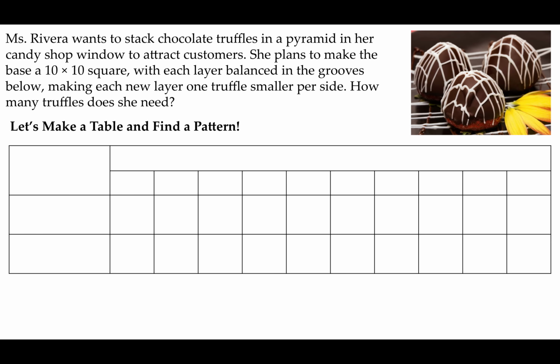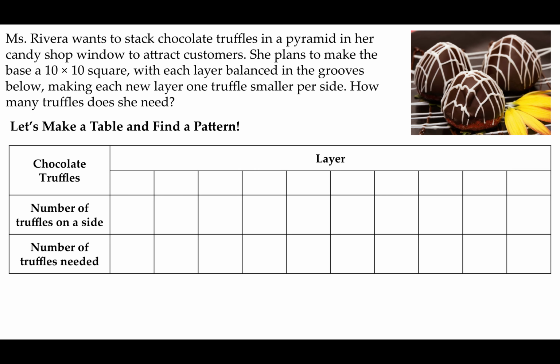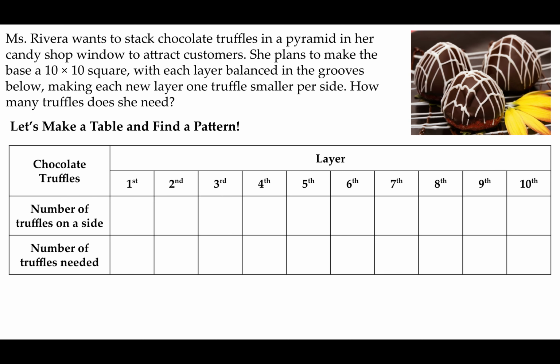So here's my table. In the first column, I have the chocolate truffles. So I have the number of truffles on a side and then the number of truffles that I'll need. Then I have the layers. And because it's a 10 by 10 square, I know there's going to be 10 layers. So let's start with the top. On the top, which is the first layer, I just need one truffle. So just one truffle needed.